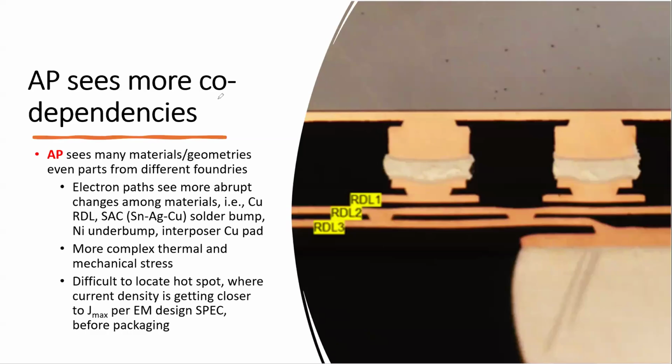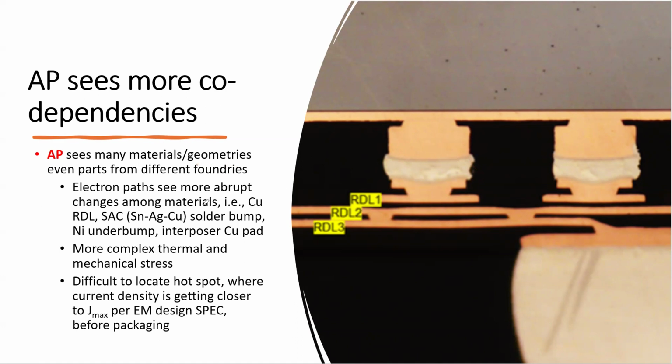But it sees more codependencies. So here, you see more materials now. In this example, advanced packaging sees many materials, and by the way, different geometries too. So here's a big bump here, and it's a very fine line. This won't happen in the regular CMOS world unless it's the last layer. But in the middle layers, they won't see that, right? Everybody is the same thickness, roughly the same width. They're not going to suddenly come out with this big bump.